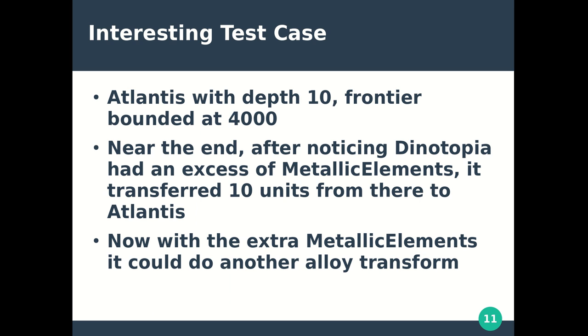So as far as interesting test cases go, I looked at one where I was doing Atlantis. I tried all 5 countries for variety because they have different attributes. They start in different states. And I noticed in Atlantis, when I was doing a depth of 10 and it was bounded at 4,000, toward the end it did a trade with Dynatopia. It noticed that Dynatopia had an excess of metallic elements, and it transferred 10 of those from Atlantis.